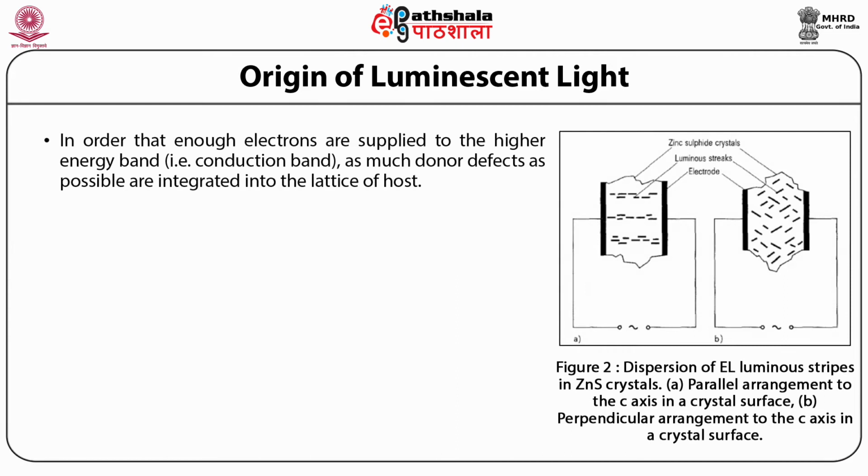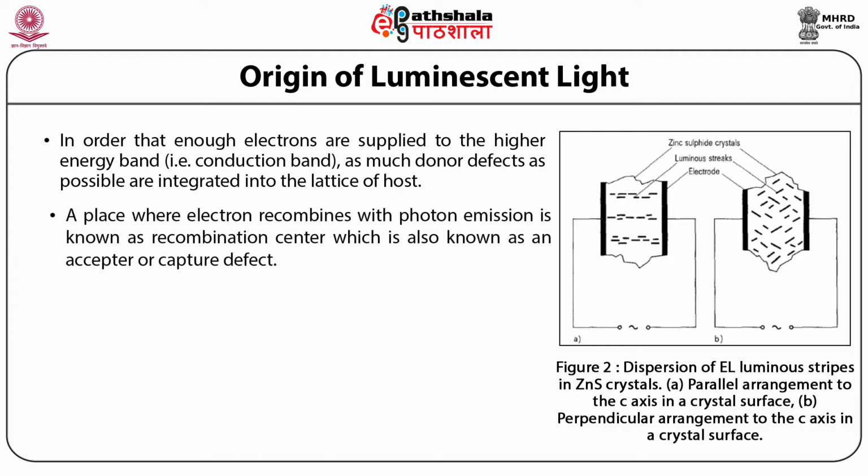In order that enough electrons are supplied to the higher energy band, that is, the conduction band, as many donor defects as possible are integrated into the lattice of the host. When acceptor defects are introduced, then capturing of free electrons is confirmed by the light emission. A place where an electron recombines with photon emission is known as a recombination center, which is also known as an acceptor or capture defect.